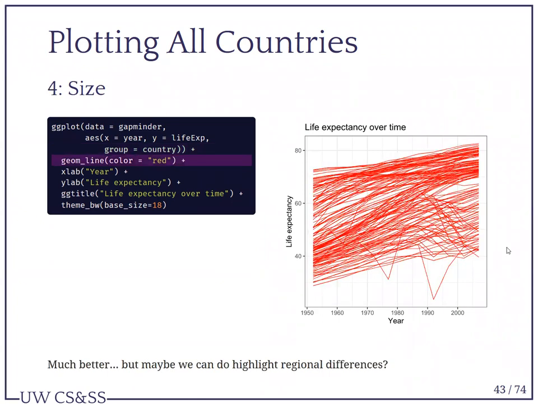One thing we could do is just get rid of the size equals 3 setting. And now we get to see some semblance of what we wanted, right? We have plotted all of the countries across this x-axis of year.